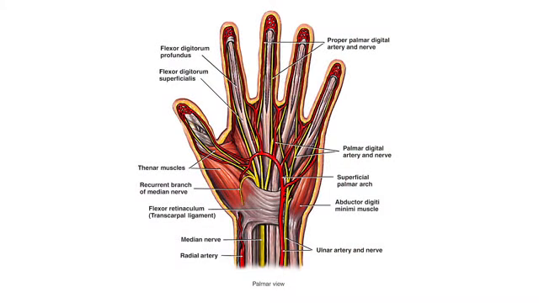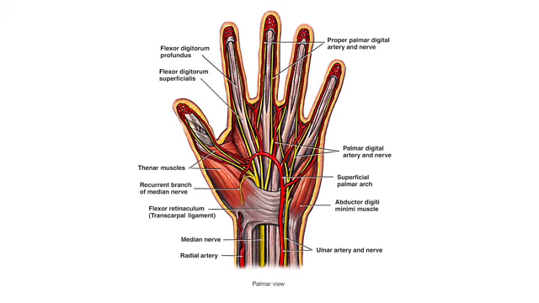Palmaris brevis is innervated by the ulnar nerve, but immediately after supplying palmaris brevis, the ulnar nerve splits into a superficial branch that is entirely cutaneous to the medial palm and medial digits, and a deep ulnar nerve that supplies most palmar muscles, as we'll see. Let's stay at the medial palm and look at the three hypothenar muscles first.